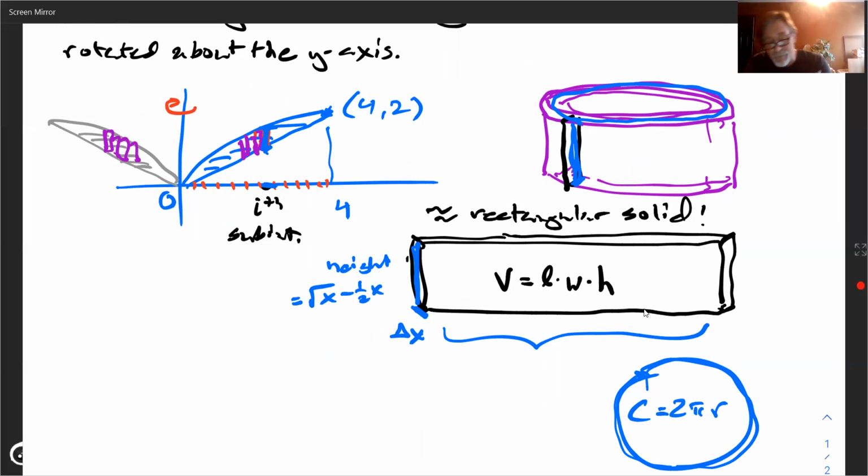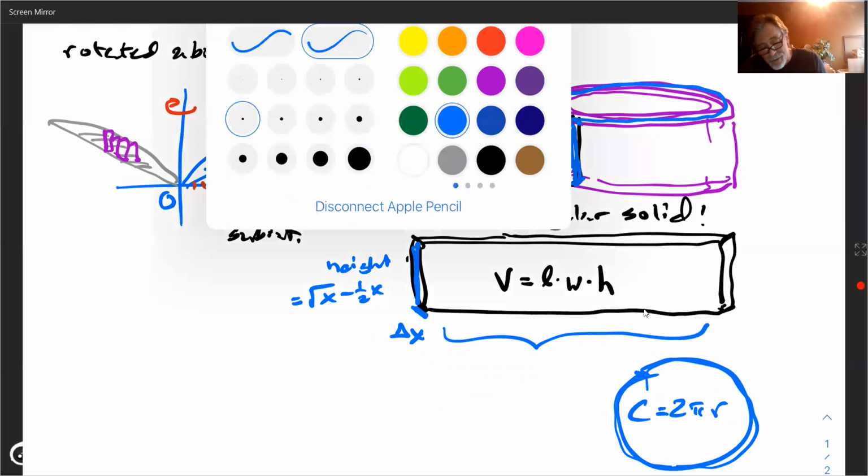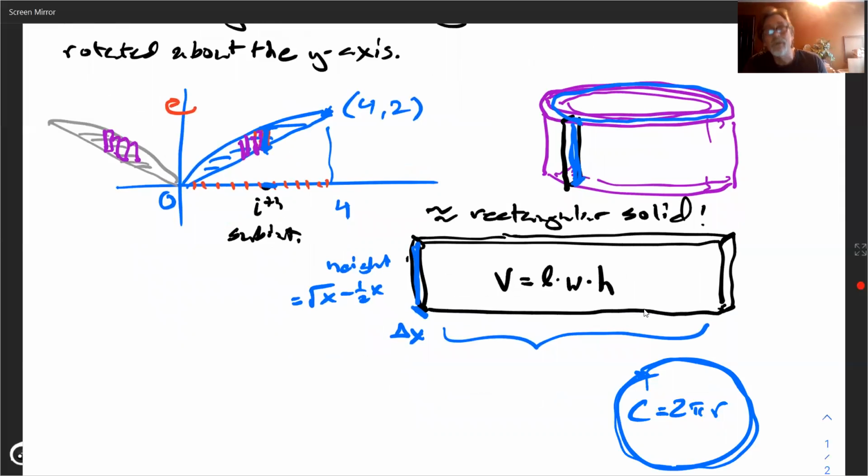So for us in our problem, I better choose another color here. For our problem, we need to know what that r is. Cool. So we're going to say that whole thing is really 2 pi r, and r corresponds to this distance, and that distance in this picture is here. How far is the rectangle from the axis of rotation? And you just pick an arbitrary x there.